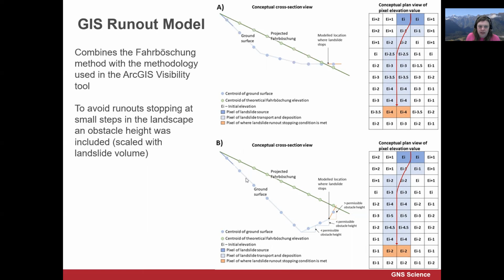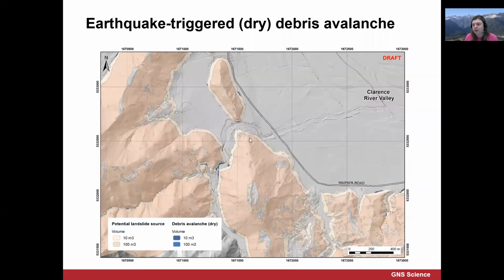We also built in obstacle heights. So in some cases, to avoid runout stopping at small steps in the landscape, we had permissible obstacle heights, and the runout would only stop if the obstacle height was greater than that allowed. And this obstacle height was scaled with landslide volumes. So smaller volumes could stop at smaller obstacle heights. And we created maps of landslide runout for the different volume classes.